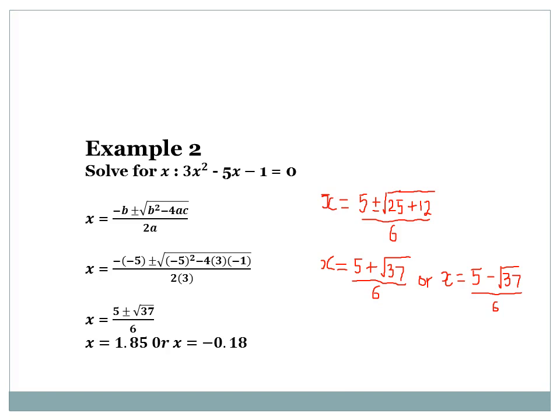So now we are going to have 25 plus 12 will give us 37. So x is equal to 5 plus or minus the square root of 37, all divided by 6. Now let's find the two values for x. So we take x is equal to 5 plus the square root of 37 divided by 6 will give us 1.85. And another value of x is going to be 5 minus the square root of 37 divided by 6 will give us negative 0.18.